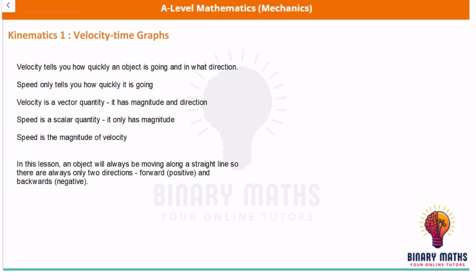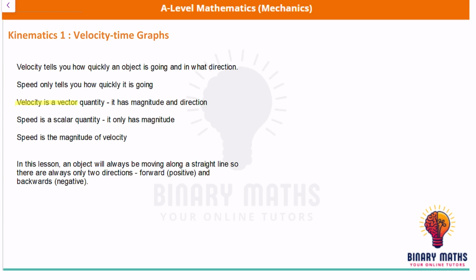This video is about understanding and interpreting velocity time graphs. So let's go through the theory first. Velocity tells you how quickly an object is going and in what direction. Speed only tells you how quickly it is going, so not in which direction.